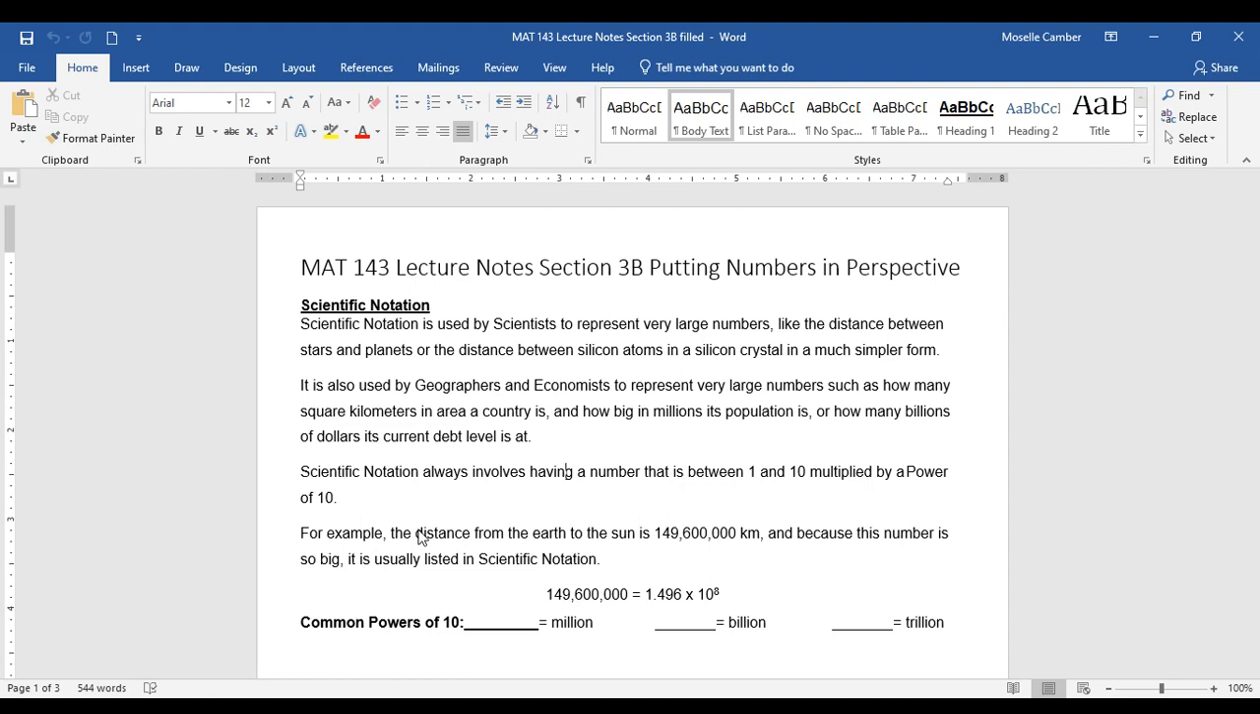So, for example, the distance from the Earth to the Sun is 149,600,000 kilometers. The number is so big, it's usually listed in scientific notation, which is 1.496 times 10 to the eighth.